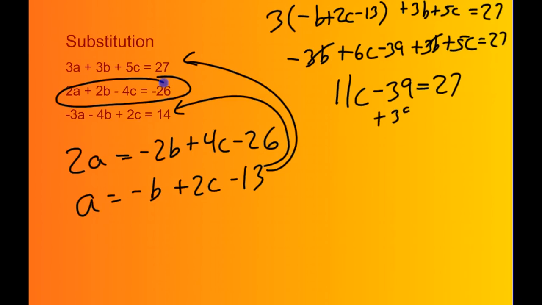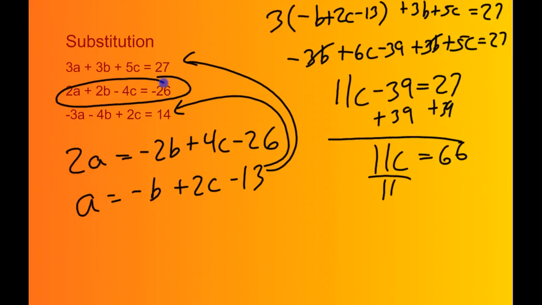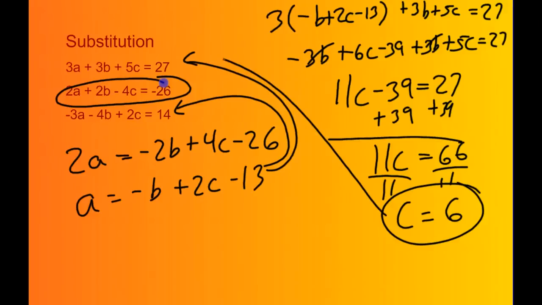Add 39. 11c equals 66. C is 6. You notice we got to that exact same solution we did on the previous page, getting c equals 6. It just happened a lot quicker. I could then substitute 6 in for c in the other two equations and solve that system for A and B.